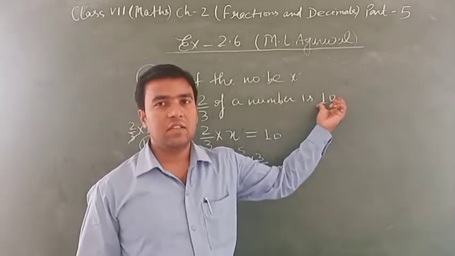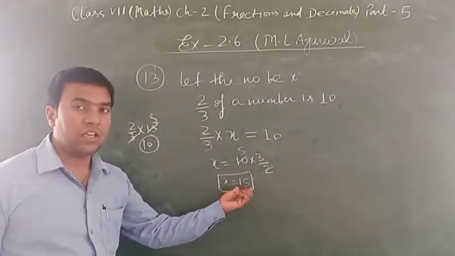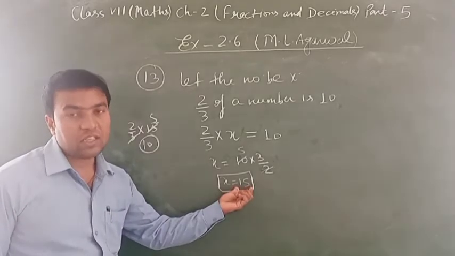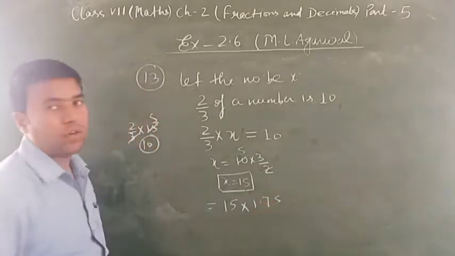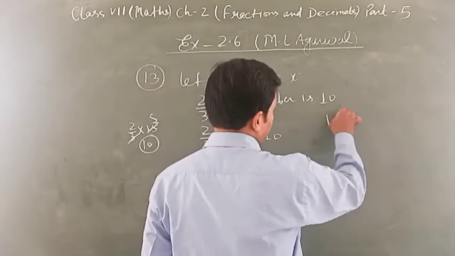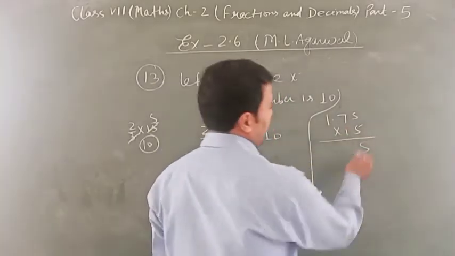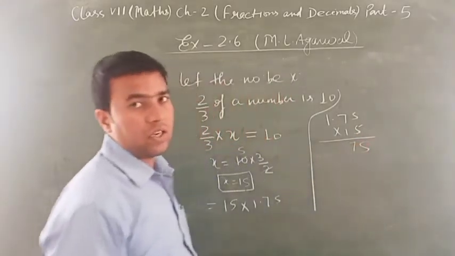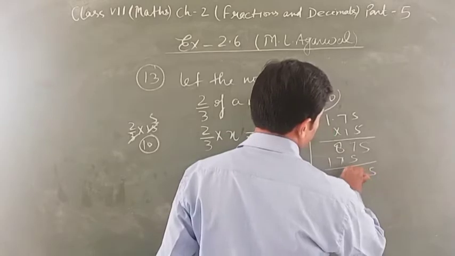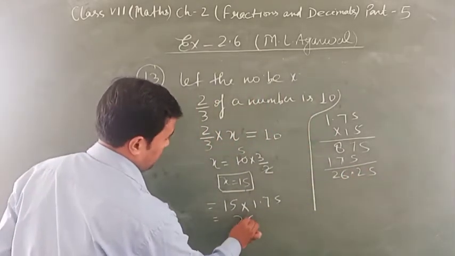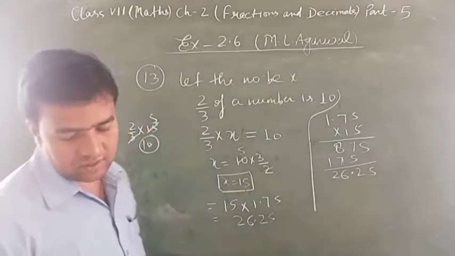You get 10. Clear? After that it asks what is 1.75 times of that number, which means if you multiply 15 by 1.75, how much will you get? 15 into 1.75. 1.75 into 5: 5 fives are 25, 5 sevens are 35, 5 ones are 5. Then the next line: 1 five is 5, 1 seven is 7, 1 one is 1. The answer is 26.25. This exercise is also complete.